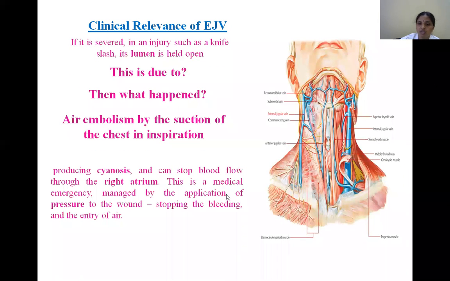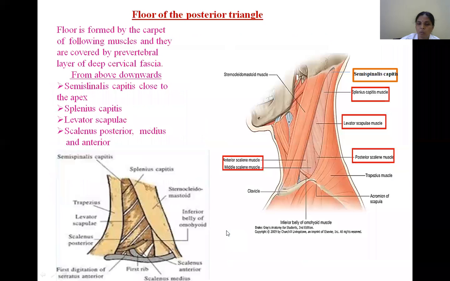So now coming to the floor of the posterior triangle. We should know the floor of the posterior triangle. Morphologically, it is very, very important. So what is the floor of the posterior triangle? The floor is mainly formed by muscles. So it is a carpet. What type of carpet? Muscular carpet. So from above downwards, various muscles form the carpet-like structure for the floor of the posterior triangle.